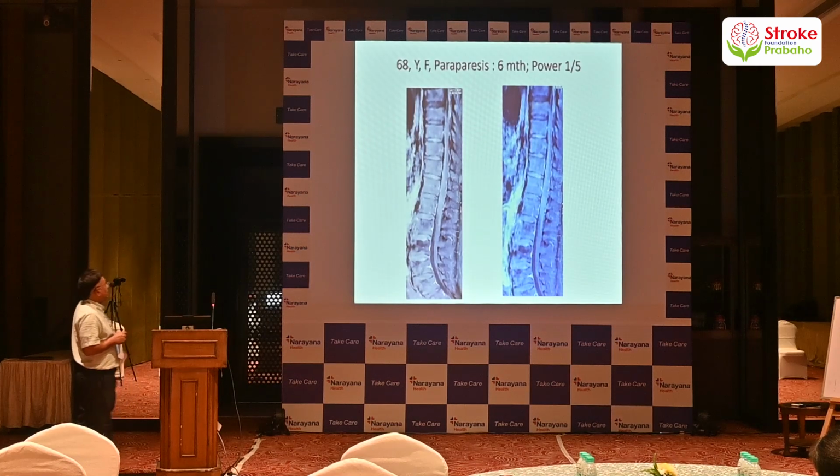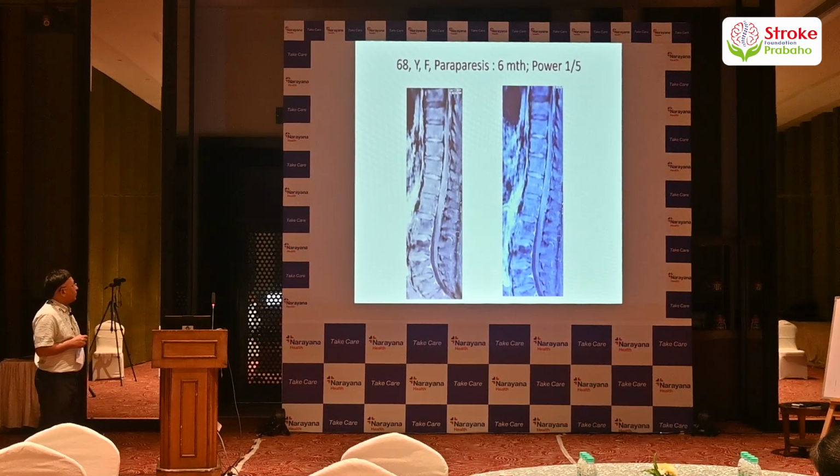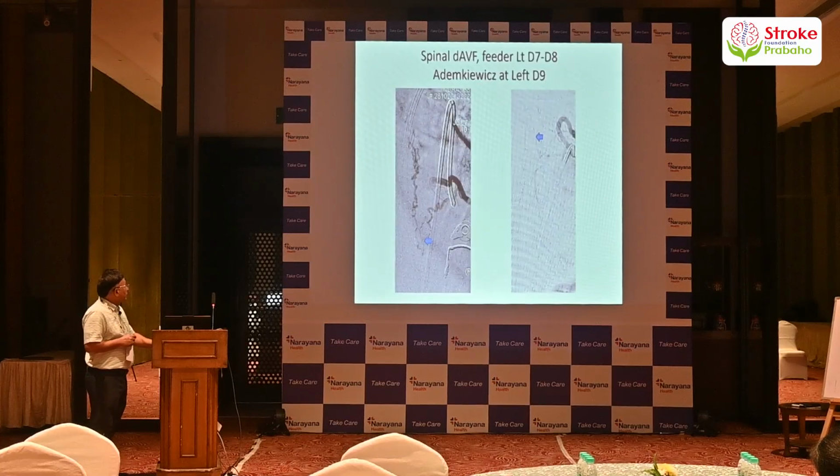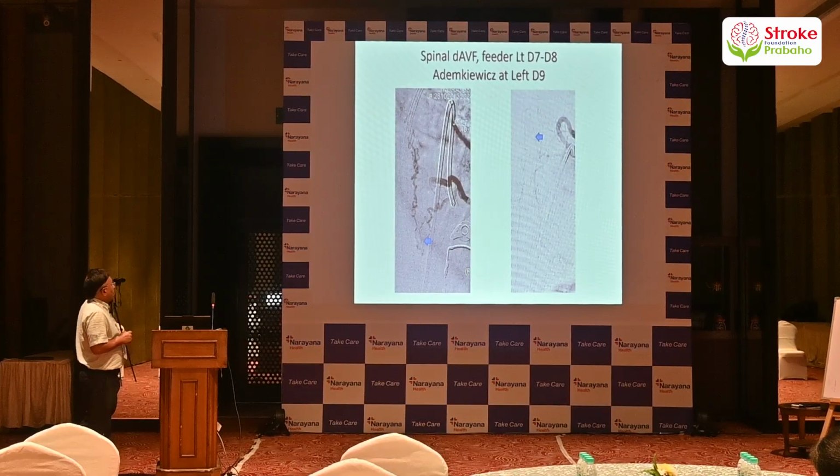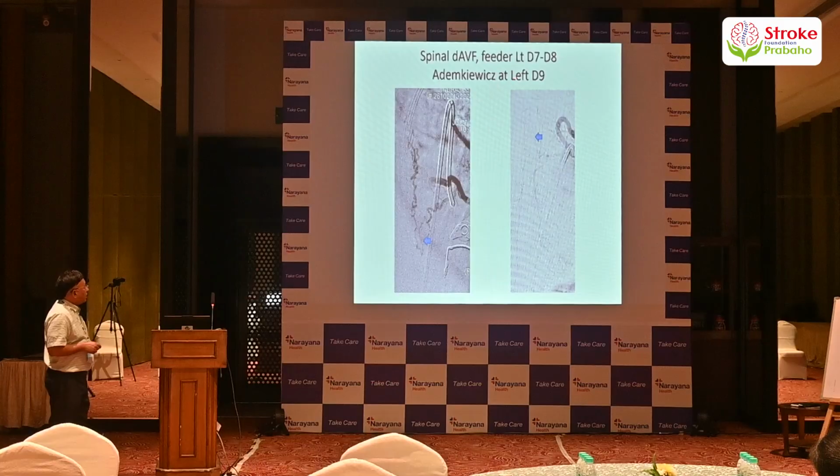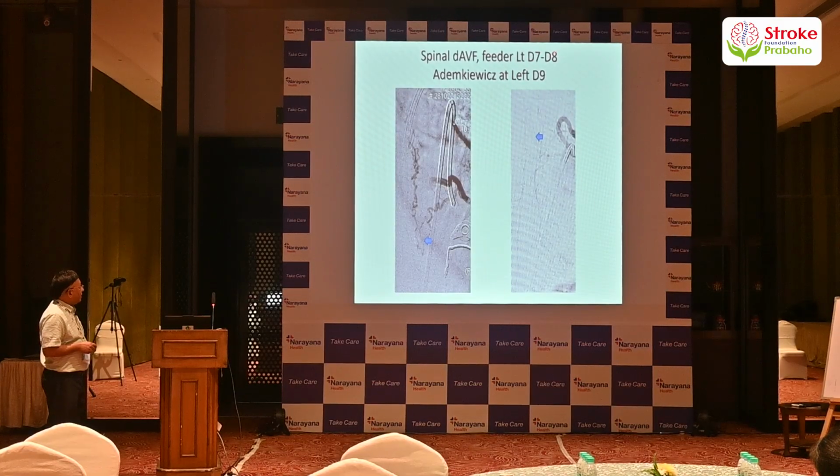Another case, a 68-year-old female with paraparesis for the last 6 months, power was 1/5, and on contrast MRI you can find some prominent vessels here. So it was a spinal dural fistula at the level of D7, D9, and this catheter is at the level of D9. So this is the radicular artery, radiculomeningeal artery, this is the site of fistula, this is the radicular vein, and this is the perimedullary vein.